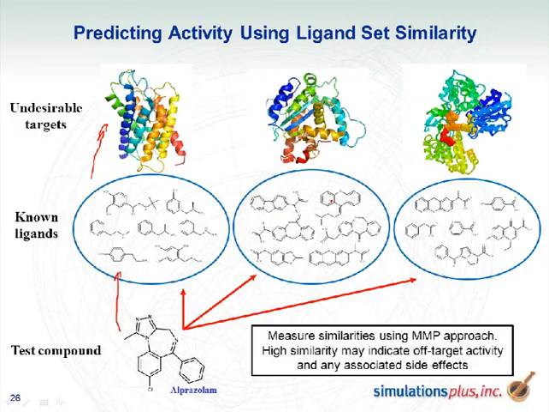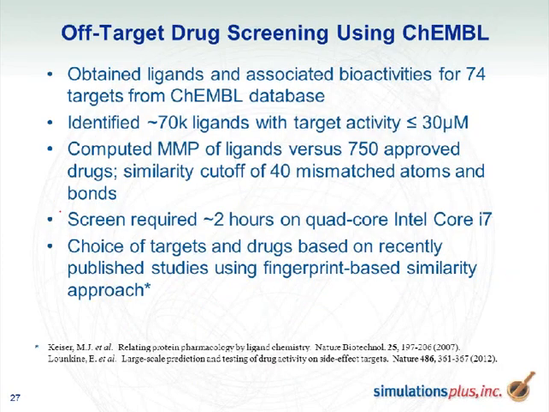So in order to identify potential off-target interactions of compounds, we took the ChEMBL database and downloaded bioactivities and structures for 74 targets. We identified 70,000 ligands from this set in step 1 that had an activity of under 30 micromolar. And then we took 750 approved drug molecules and used those as query molecules to search this 70K database. We had a similarity cutoff of 40 mismatched atoms and bonds.